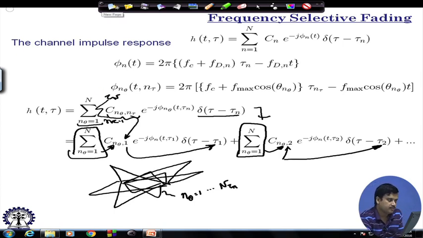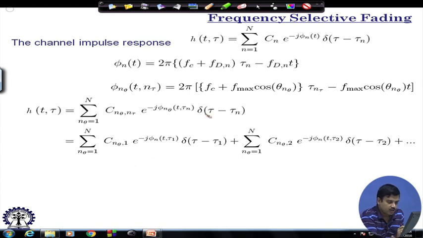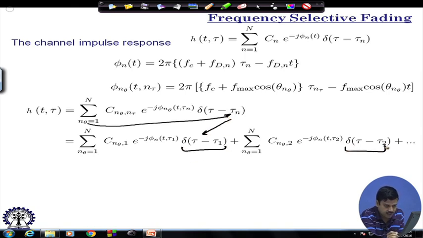So, we have the expression below, where this n which was inside this delta has now been broken out separately as the first delta, the second delta, whereas for each tau equals tau 1, there is a summation over several multipaths.